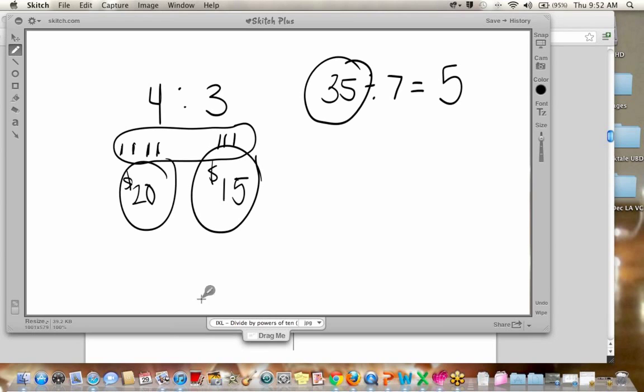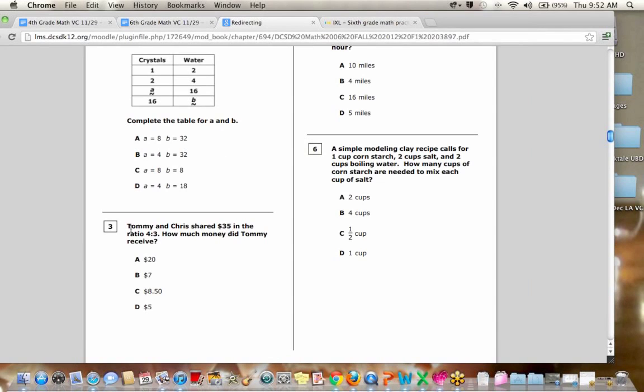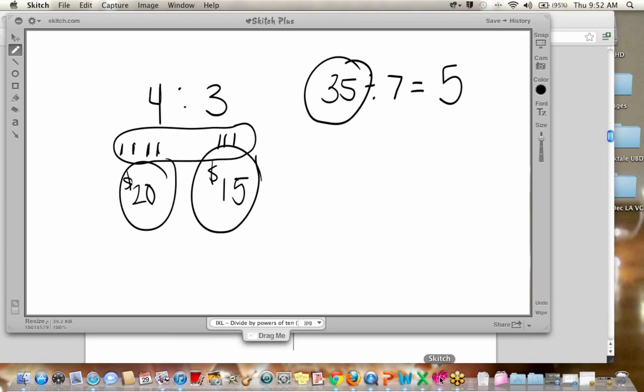So I don't quite remember who was who. Let's go look again. Tommy and Chris. Tommy's the first kid. Okay. So Tommy is the one who gets the 4 portion and Chris gets the 3 portion. So how much money does Tommy get? $20, right? Okay.